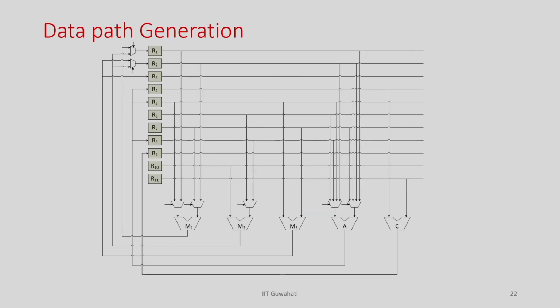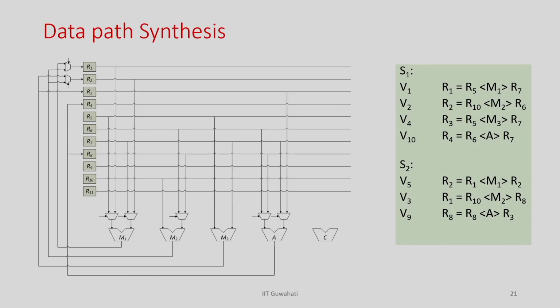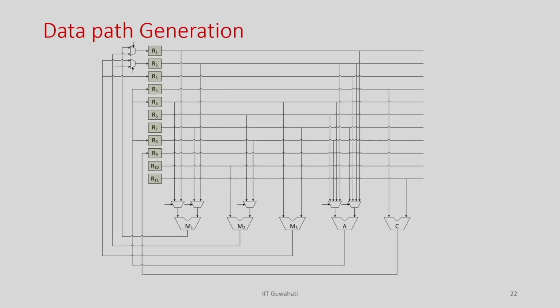So, if I take this behavior, this is the data path I am going to get. No need to go into detail of the correctness of this, but you can understand this is multiplier 1 and this data should come from R5 or R1.